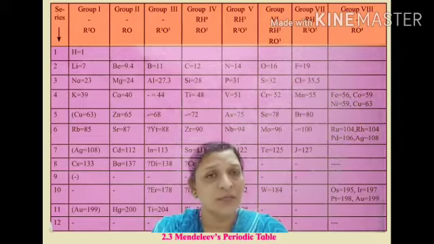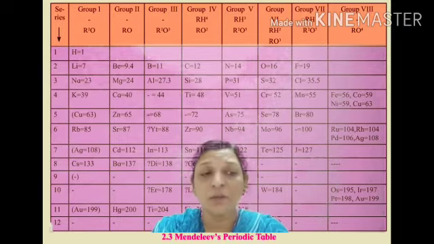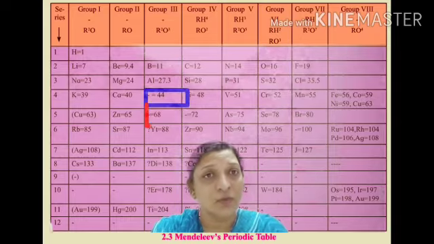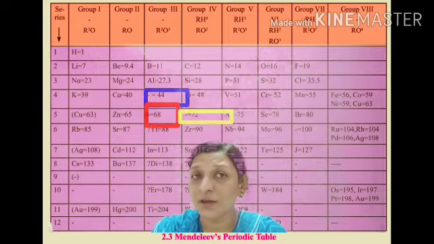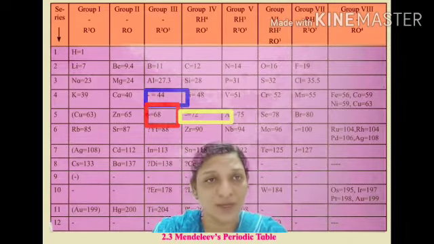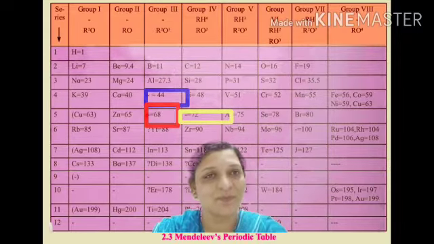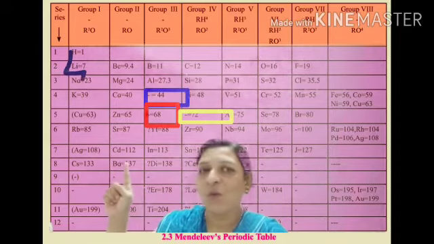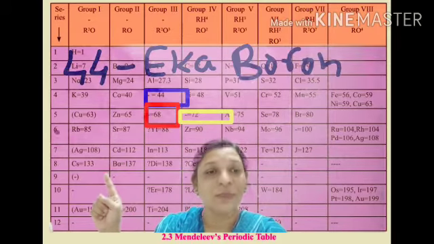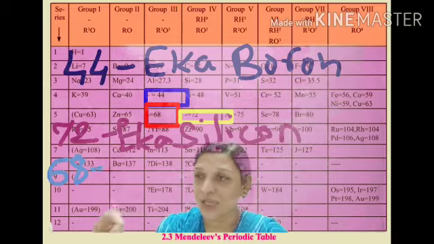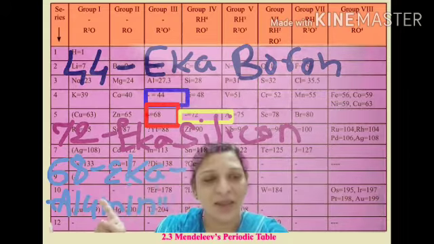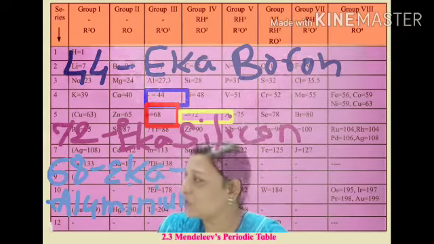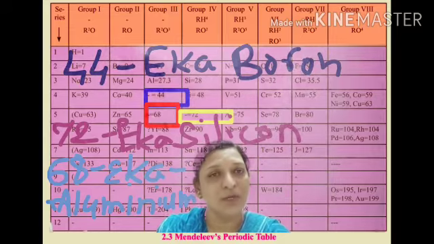There are some vacant places in the Mendeleev's periodic table. In some of these places, atomic masses are seen to be predicted. Can you tell me which these elements are? And what are their atomic masses? Right. Their atomic masses are 44, eka boron, 72, eka silicon and 68, eka aluminium.